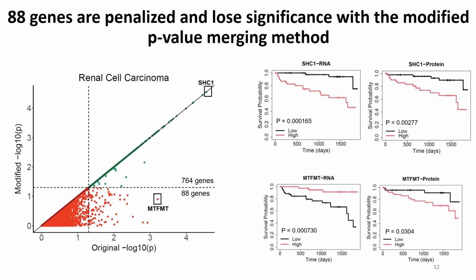If you look at the gene MTFMT, this gene is a mitochondrial methionyl-tRNA formyltransferase, and it has inconsistent direction between RNA and protein data. So in this Kaplan-Meier plot, low expression of this gene produces a high-risk group, whilst high expression of this protein produces a high-risk group as well. And for this reason, this gene was penalized.